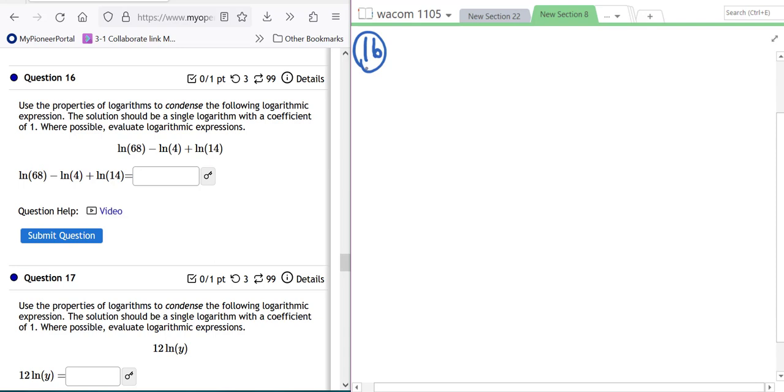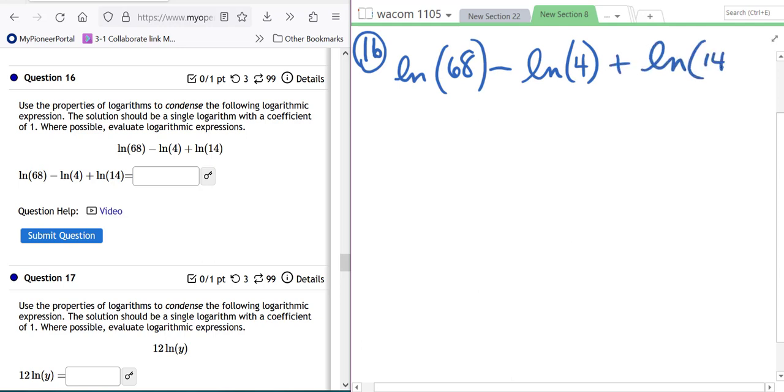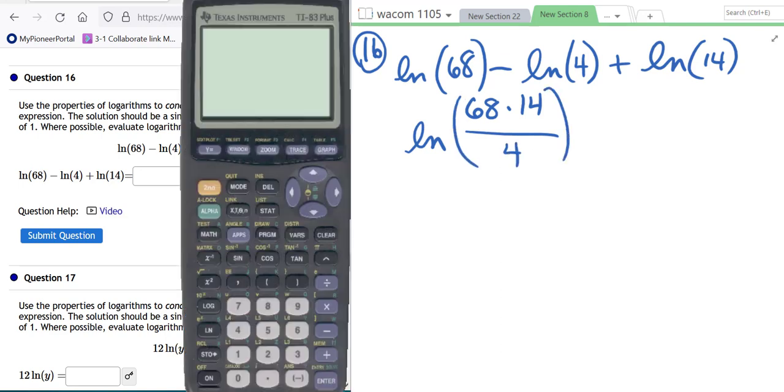Alright, this one has both. So we're working with natural log of 68 minus natural log of 4 plus natural log of 14. So the ones with the plus are going to be the product, and the minus will be a quotient part. So we're going to have 1 log. So the natural log of 68 times 14 over 4. And so we'll get our calculator to have a little help with this.